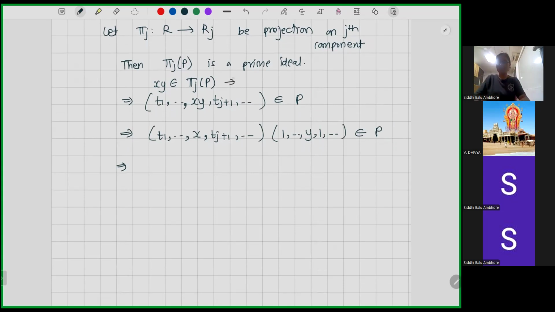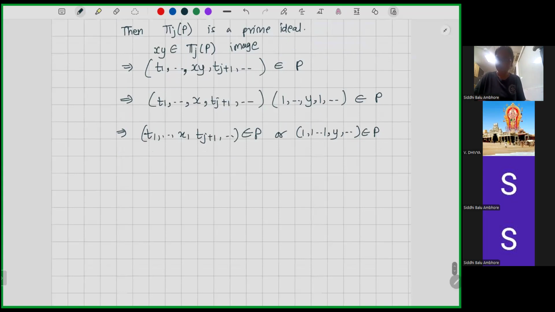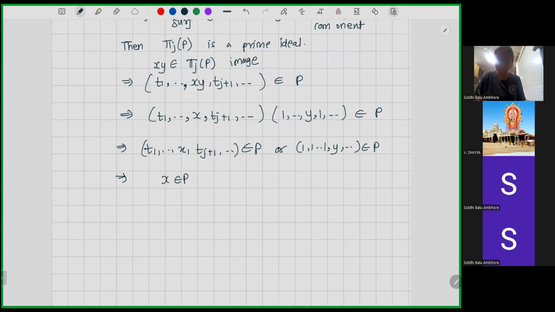So I have this image here. Since this is also a surjective map, for this xy in π_j(P), there exists some element which I have taken here, and then I'm just splitting it as a multiplication. But P is a prime ideal, which we started with. So it implies that either this T1 into x comma Tj plus 1 and so on is in P, or this 1 comma 1 up to y and so on is in P. And in both these cases, we have x belongs to π_j(P) or y belongs to π_j(P). And this implies that π_j(P) is a prime ideal.